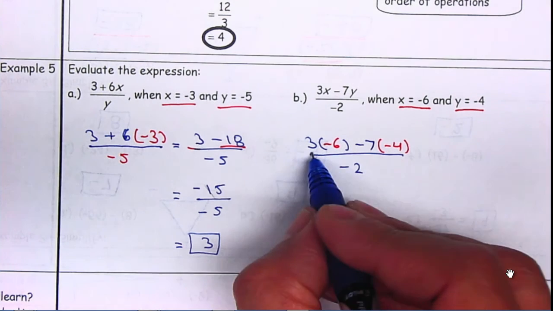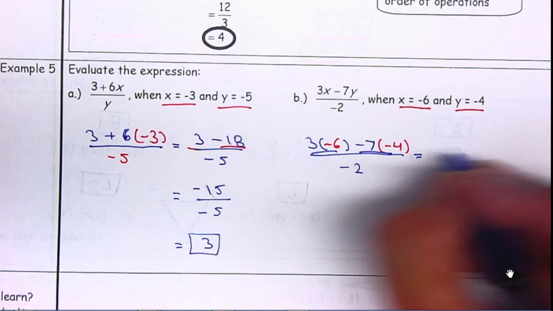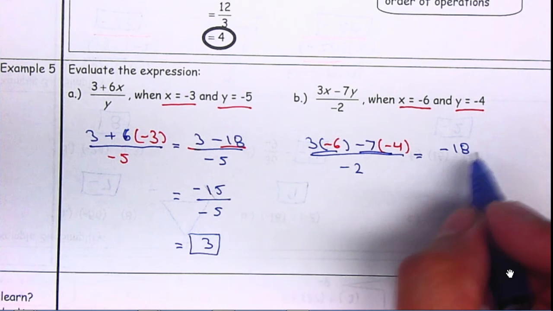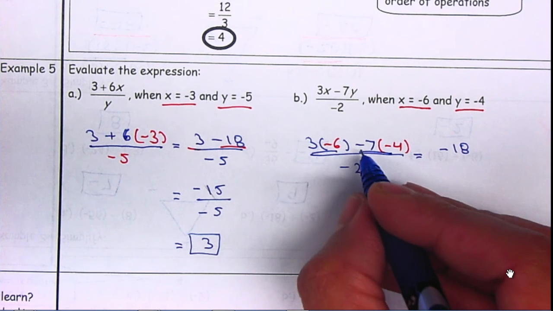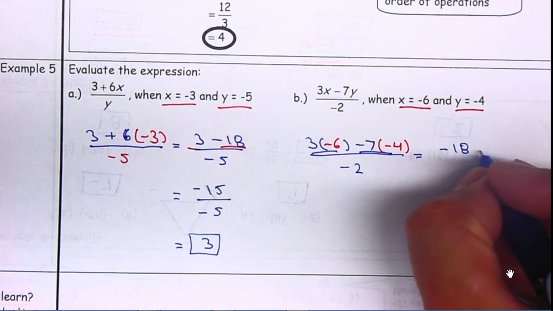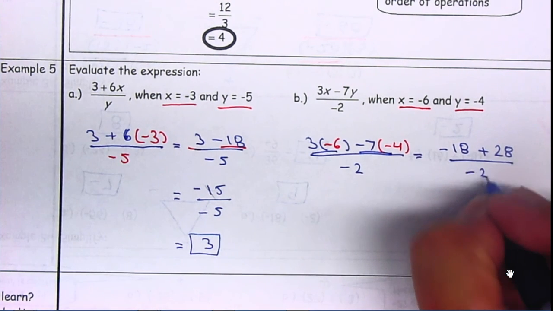We have multiplication, subtraction, multiplication. So we're going to multiply those two numbers first. 3 times negative 6 will be negative 18. Positive times negative will be negative. Remember that this negative belongs to the 7. So it'll be negative 7 times negative 4 will be positive 28 over negative 2.